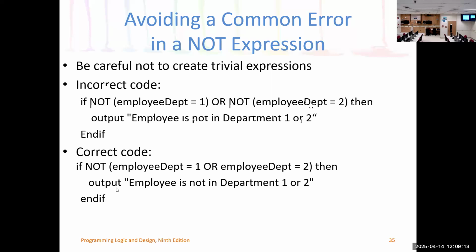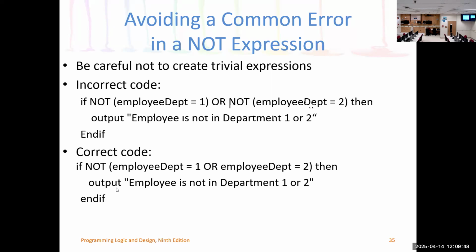Okay. Now you have to be careful when creating a trivial expression. So think about this one here: if not employee department number 1 or not employee department number 2, then the output is that the employee is not in department number 1 and 2. So what is wrong with this one? What do you think? What's wrong with the first one? If not employee department number 1 or not employee department number 2, what's wrong?